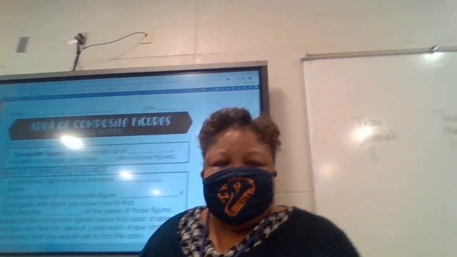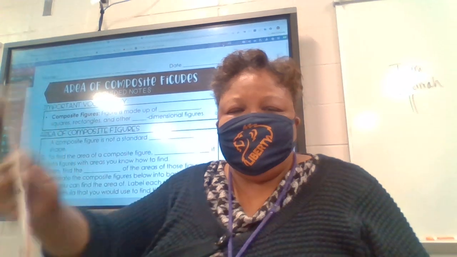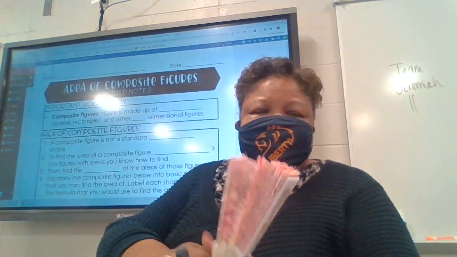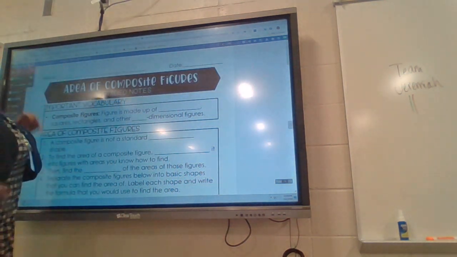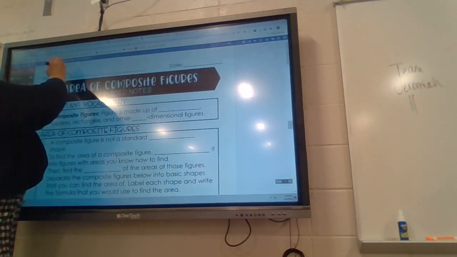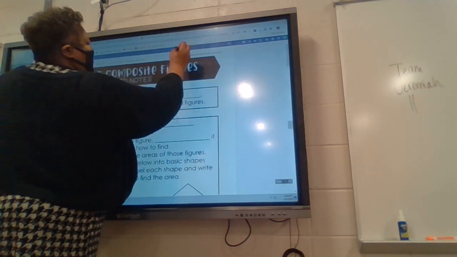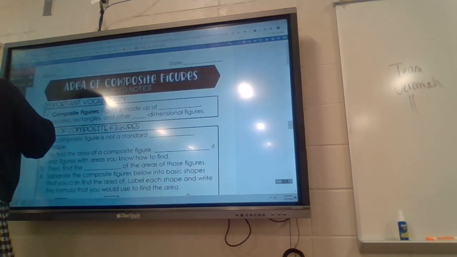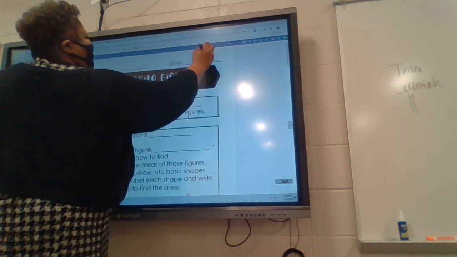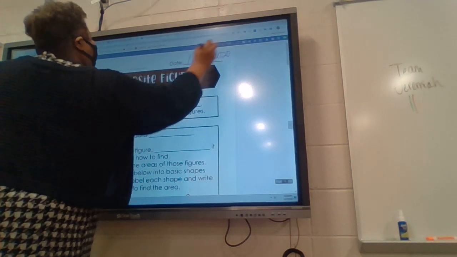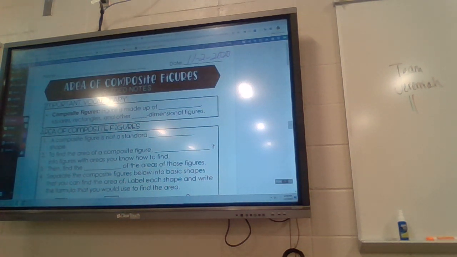All right, y'all. So this is the area of composite figures. I put this up on Schoology, I believe. And let's go over it. So when I write, you write. Go ahead and put your name and the date. Today is the 2nd.